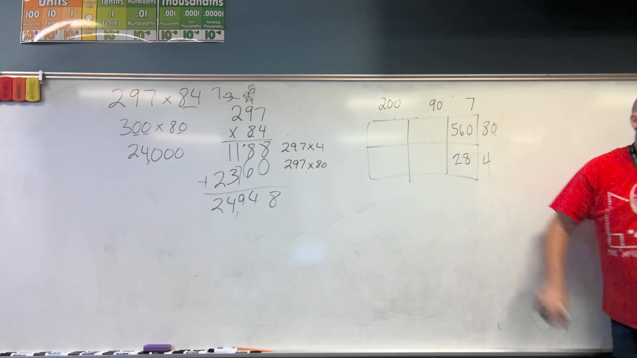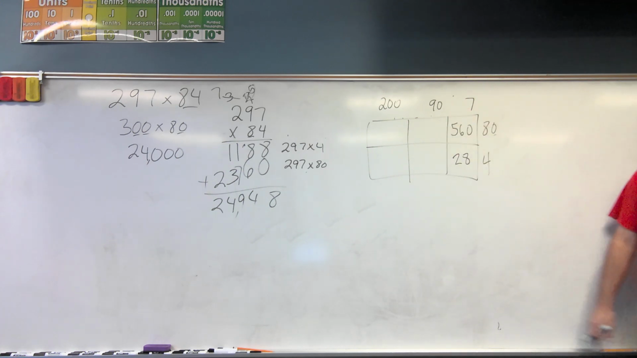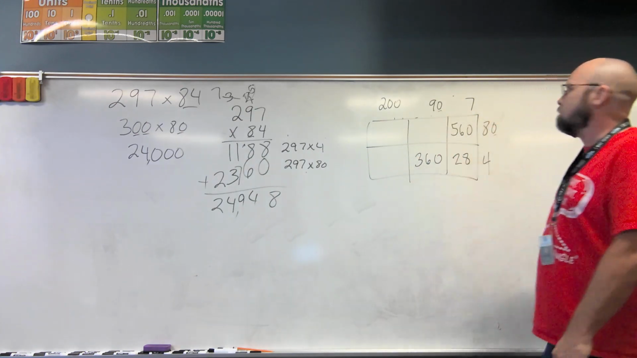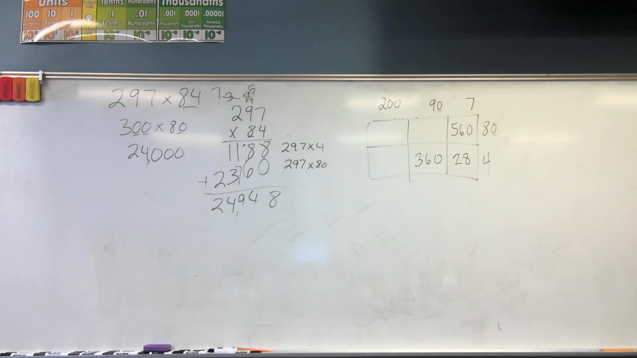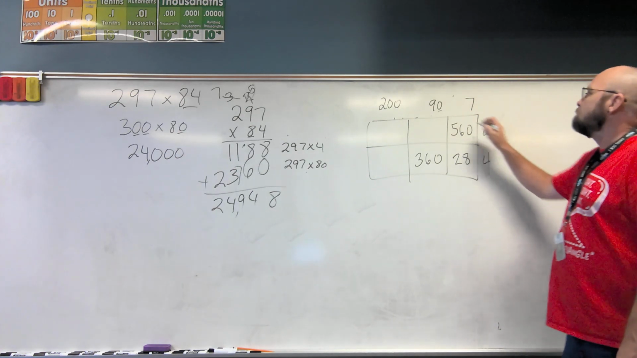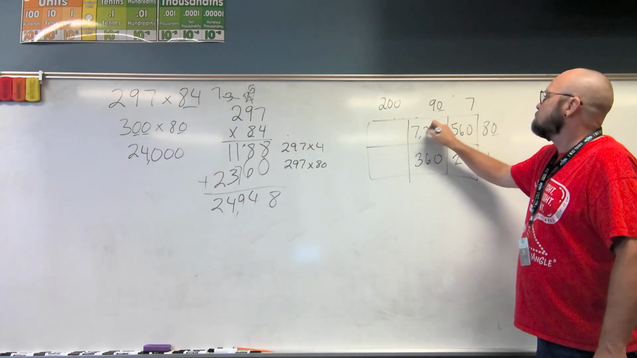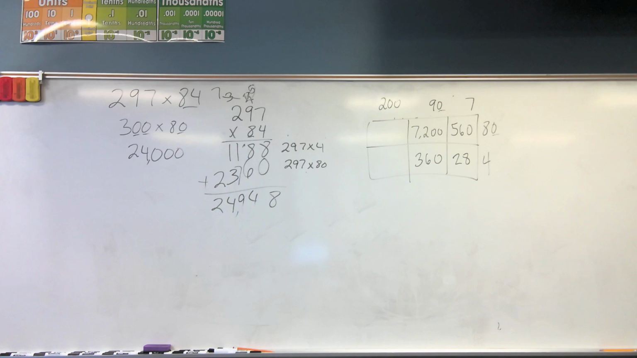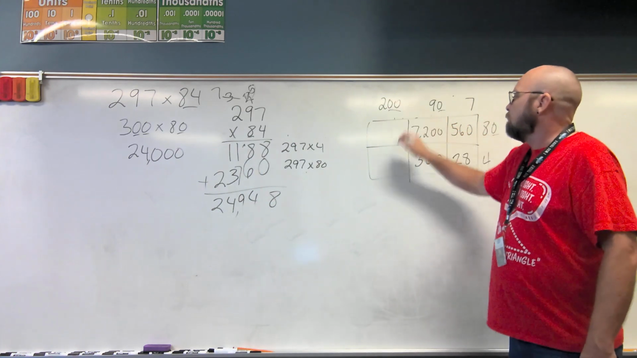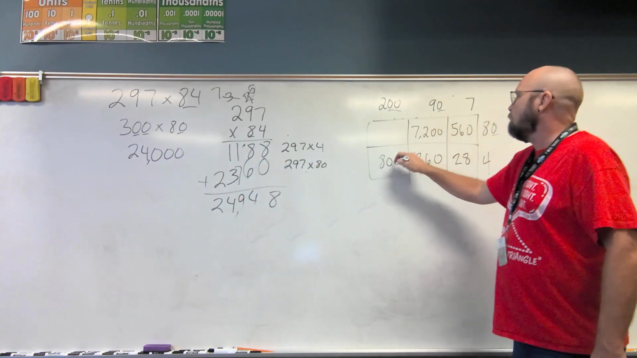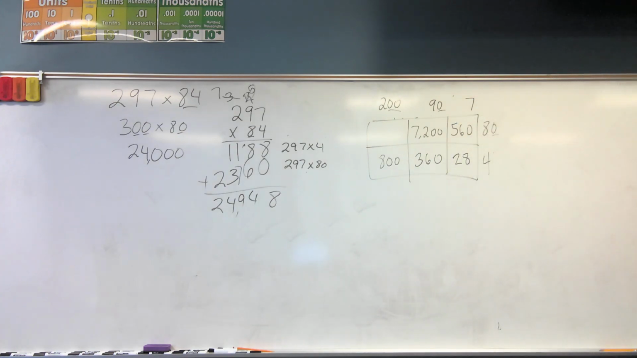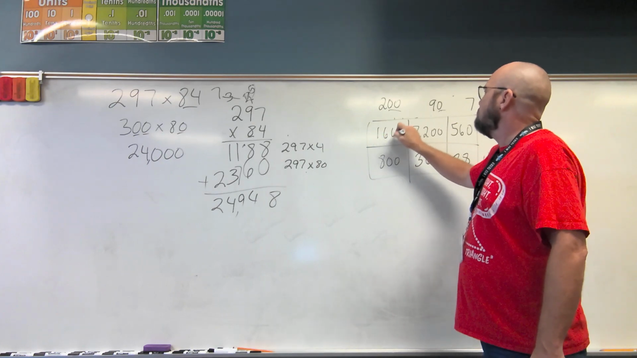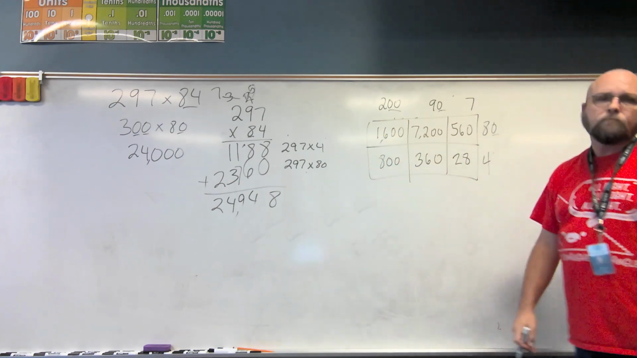What's 4 times 9? 36. Plus I have that trailing 0, so it should be 360. What's 8 times 9? 72. Plus I have 2 trailing zeros, so that's going to be 7,200. What's 4 times 2? 8. And I have these 2 trailing zeros, that's going to make it 800. What's 8 times 2? 16. I have 3 trailing zeros, so that's going to be 1,600.